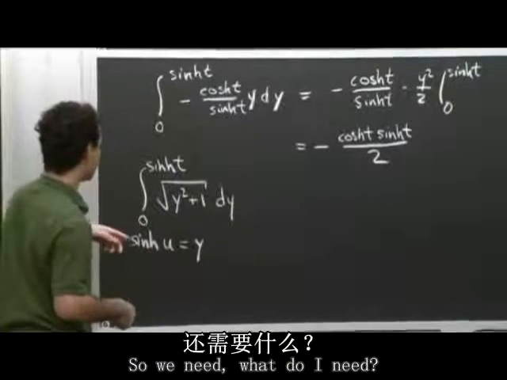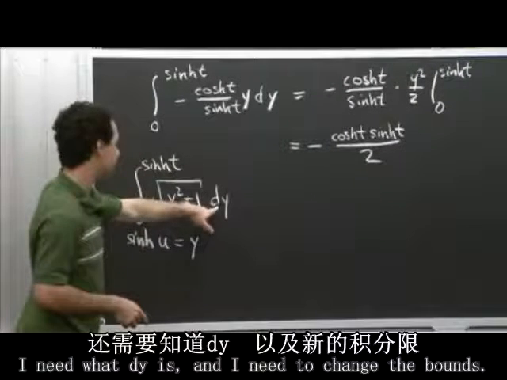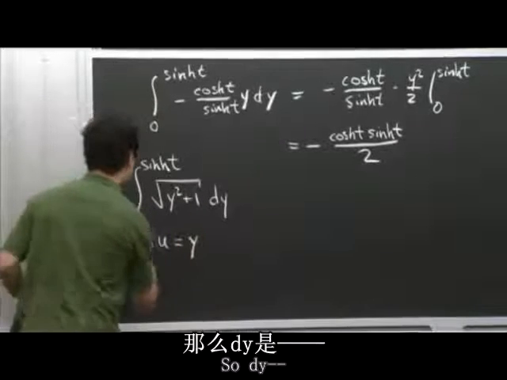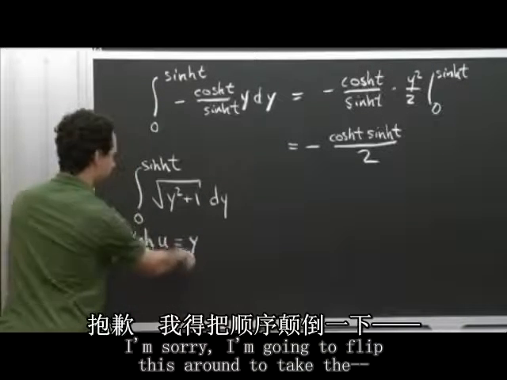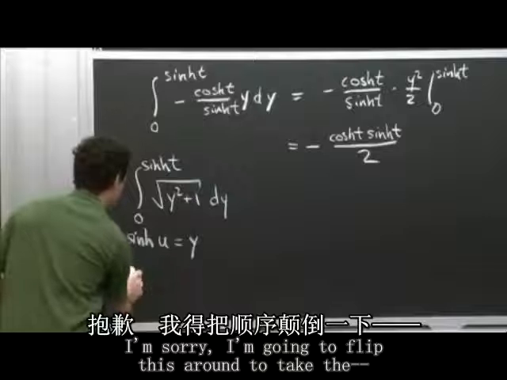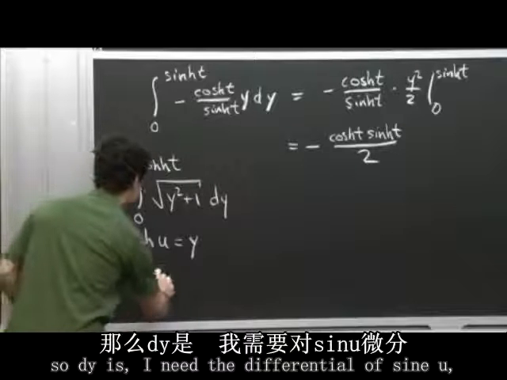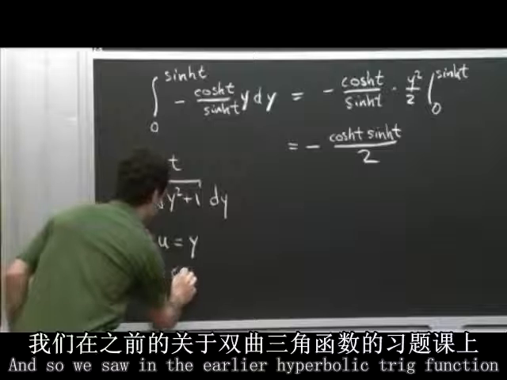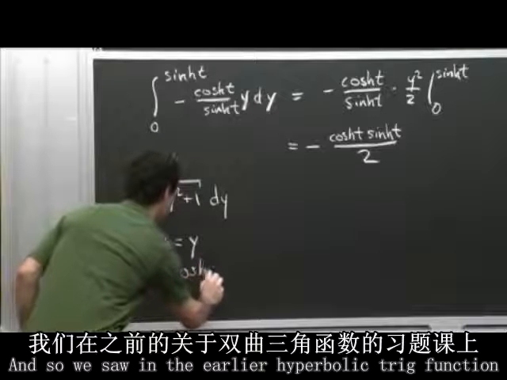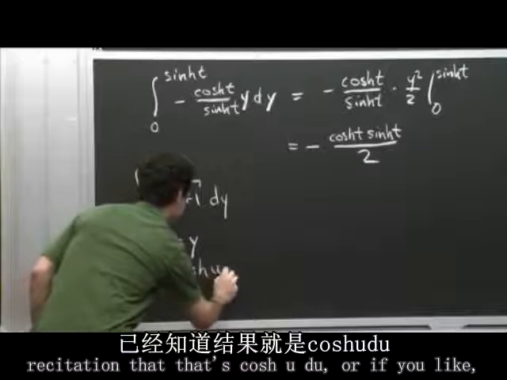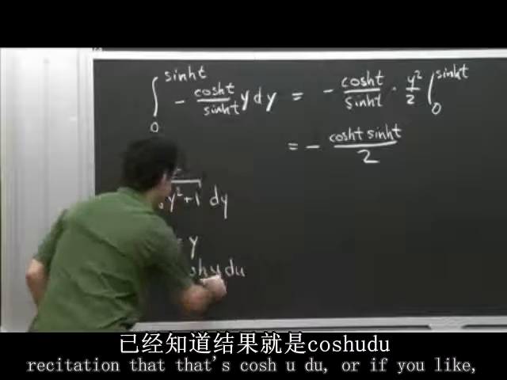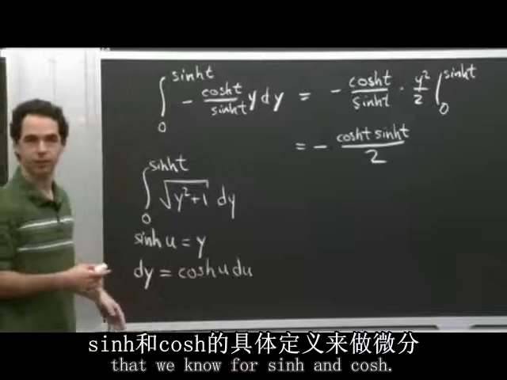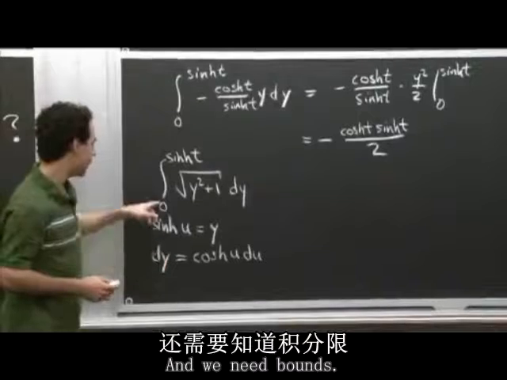OK, so what do I need? I need what dy is, and I need to change the bounds. So dy, I need the differential of sinh u. And so we saw in the earlier hyperbolic trig function recitation that that's cosh u du, or if you like, you could just differentiate using the formulas that we know for sinh and cosh. And we need bounds.